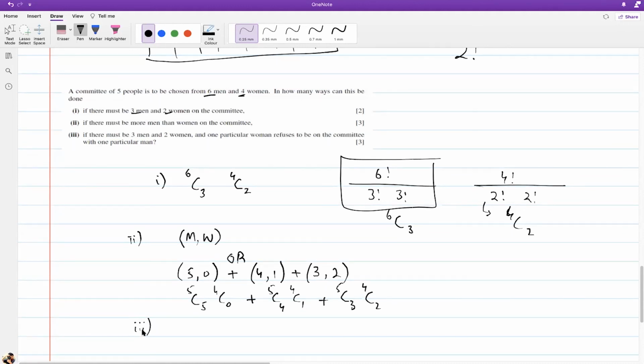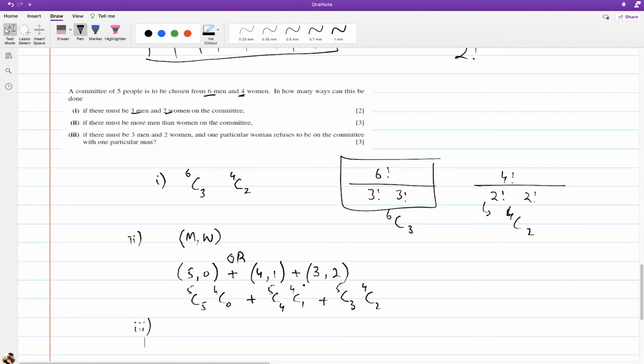Okay, if there must be 3 men and 2 women, and one particular woman refuses to be on the committee with one particular man, so what's the situation here? There's one particular man and there's one woman who do not want to be on the same team. One way to think of that is that instead of counting the ways of not picking them, you can simply think of the ways of actually picking them to get there. Like, we will pick that man and that woman. We will definitely do that.